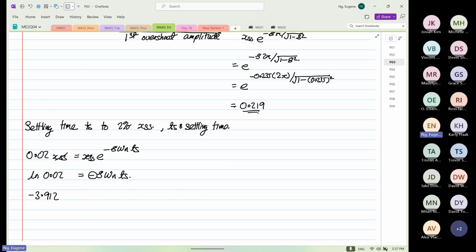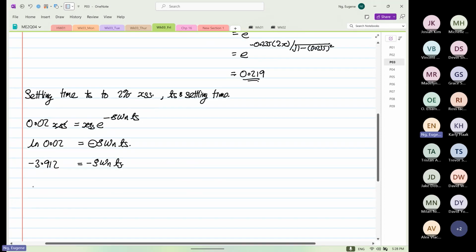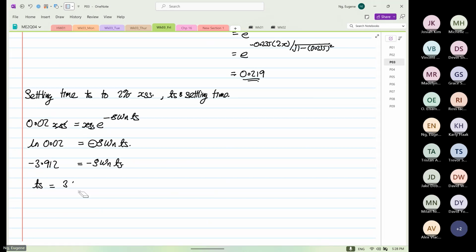Now, when you see the minus down here, also don't panic, okay? Because you start to panic, you say, Eugene, there's no negative time, but there's a negative, you start to panic. Don't panic, because when you natural log 0.02 it is also a what? A negative sign, okay? So this is equal to minus zeta omega n TS. So finally, we calculate our TS is equal to 3.912 divided by zeta omega n.